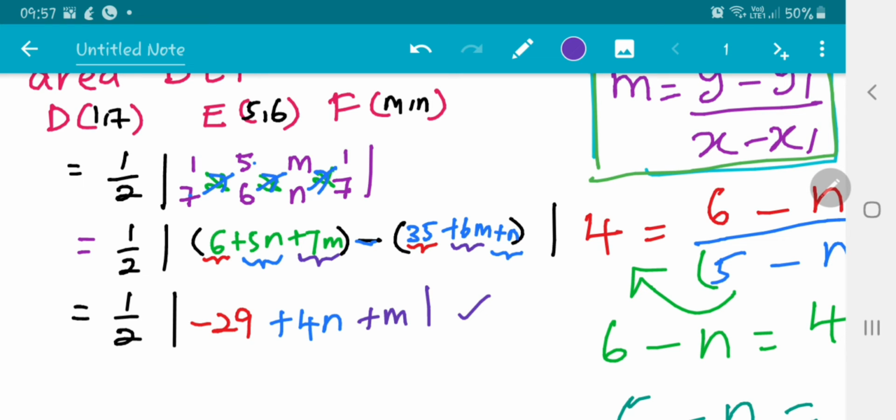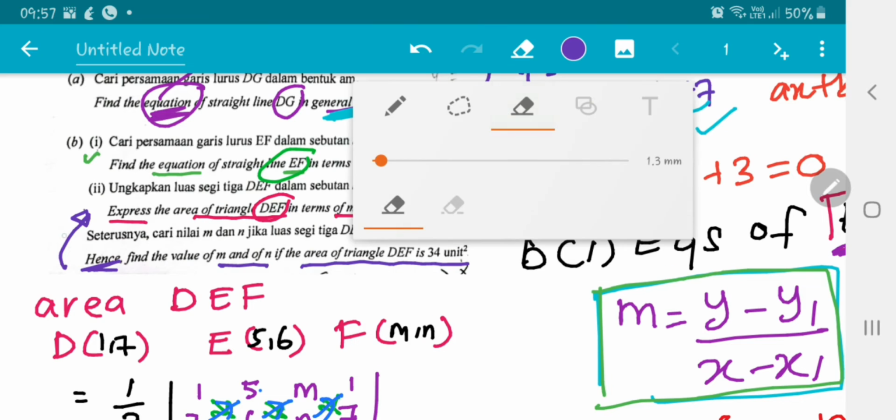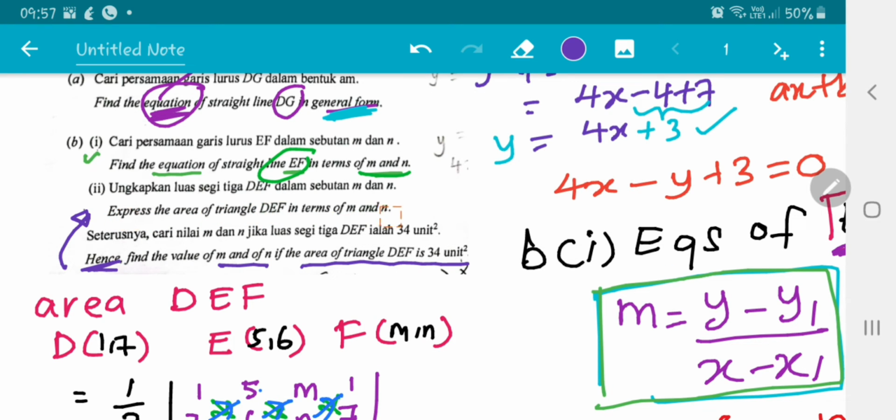Okay, next. Hence, maknanya kena guna answer sebelum ya. Find the value of MN if the area of triangle DEF is 34. Okay. So, from the second part, tadi kita dah dapatkan area triangle DEF in terms of MN. Then, the next part, dia kata area itu dia dah bagi nilai dia, that is 34.